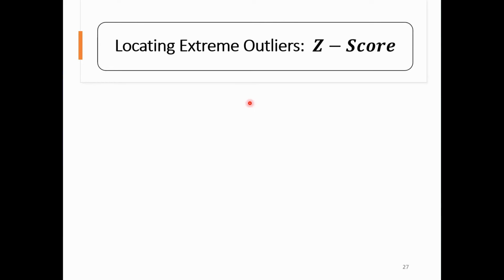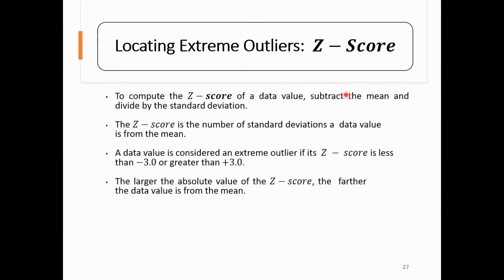Right. We will also look at something important that you all know since you come after A-levels or the advanced level examination, where you calculate the Z score. So why do we calculate this? This is a way of locating an extreme outlier. To compute the Z score of a particular data value, you subtract the mean from that data value and you divide it by the standard deviation.